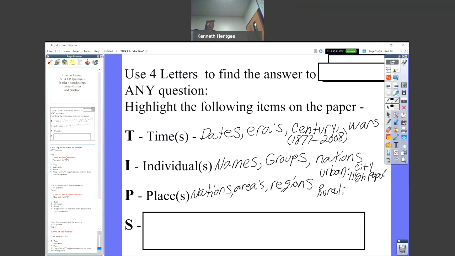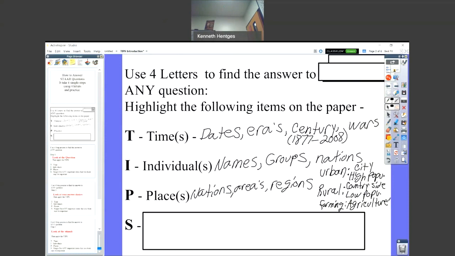Rural is the opposite. Countryside, or areas of low population. There's the one major thing you have to know about the rural areas. What goes on there? And something does go on there. What goes on there is farming. But STAAR doesn't use farming. STAAR uses the word agriculture.